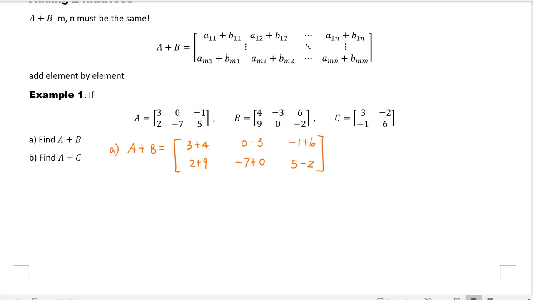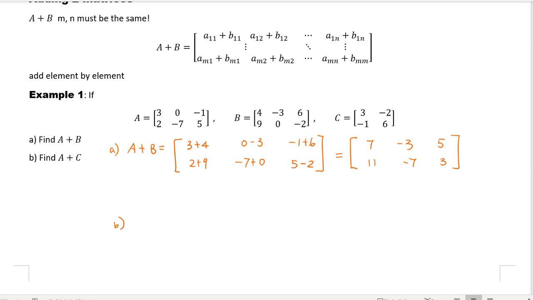And let's see, 3 plus 4 is 7. 0 minus 3 is negative 3. Negative 1 plus 6 is 5. 2 plus 9, 11. This is minus 7. 5 minus 2 is 3. So this is the answer of part A. Okay, so we just add the entries respectively.